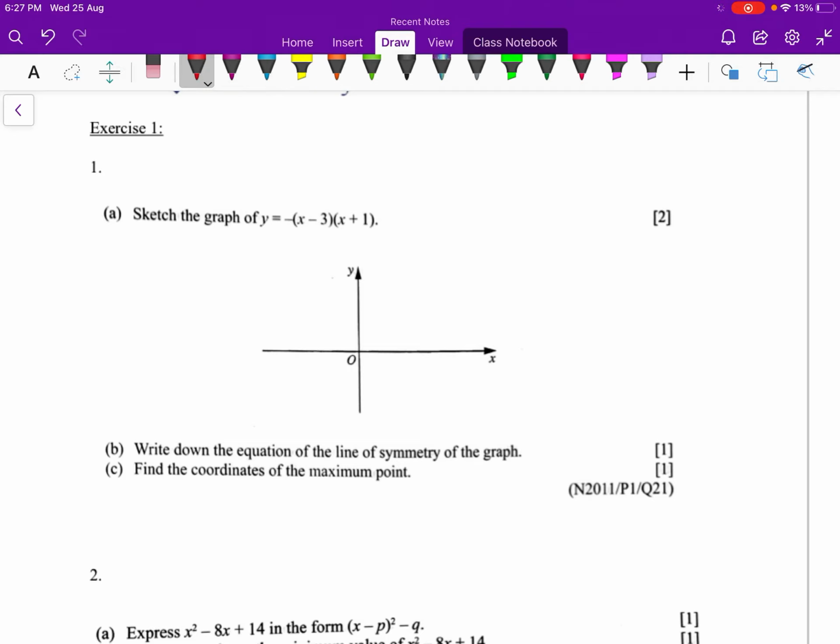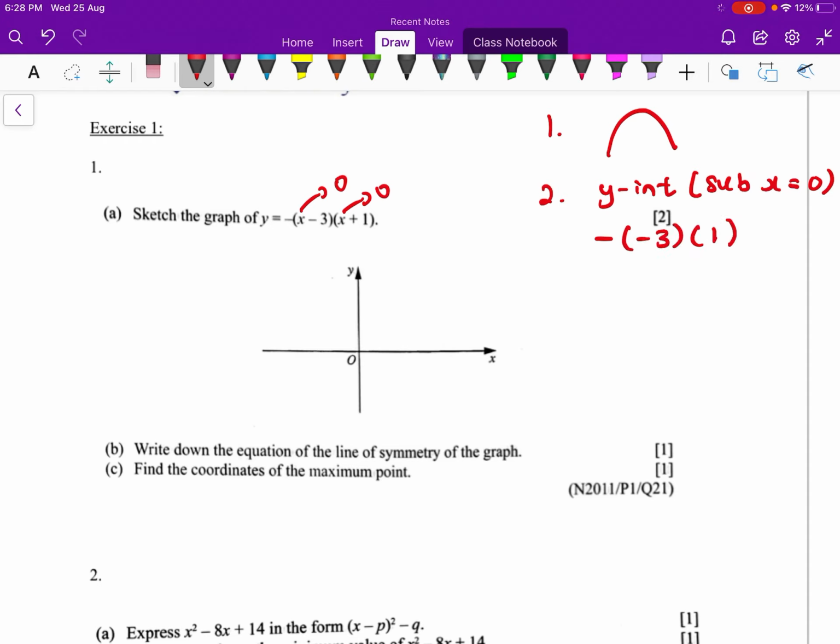If you want to expand also can, but actually don't need lah. But okay, if you expand, you will notice that this is actually a sad face. Then second, you want to find your y-intercept, right? So let me just write the y-intercept first. Sub x equal to 0. So this is 0, this is 0. So here's negative 3 bracket, then here is positive 1. So you will still get positive 3. So your y-intercept is positive 3.